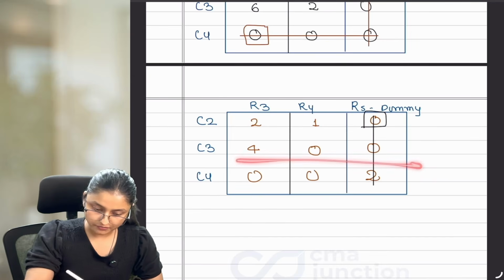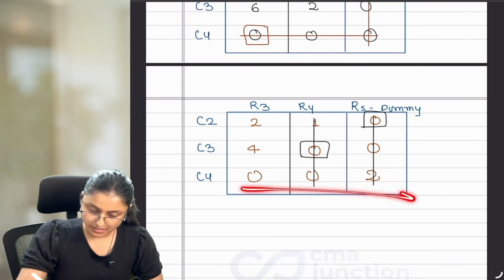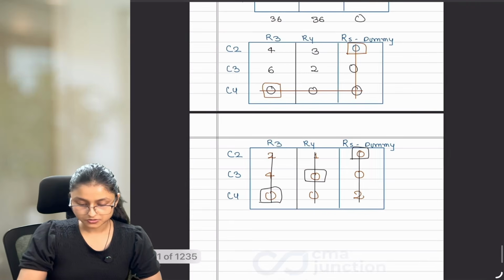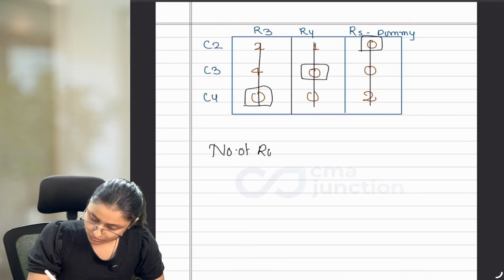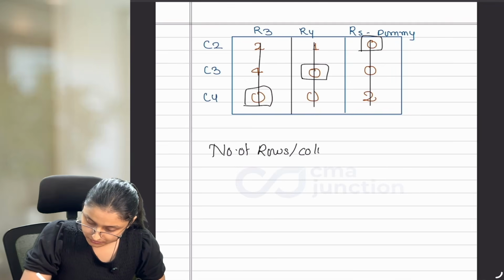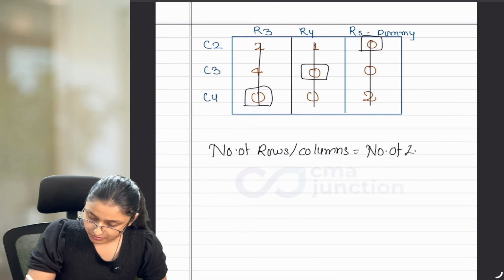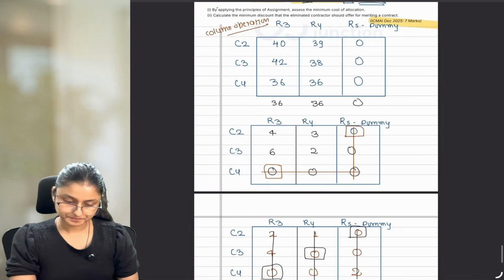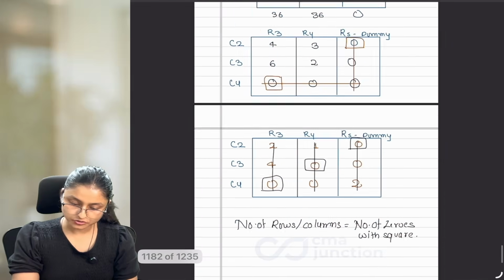Next, here also I have 1, 0, mark it, cut the column. Next, here also we have 1, 0, mark it and cut the column. Done. So now the allocations are equal. So can I say number of rows or columns is equal to number of zeros with square. Okay? Now, after this, by applying the principle of assignment, assess the minimum cost of allocation.